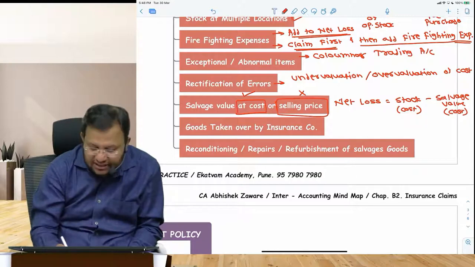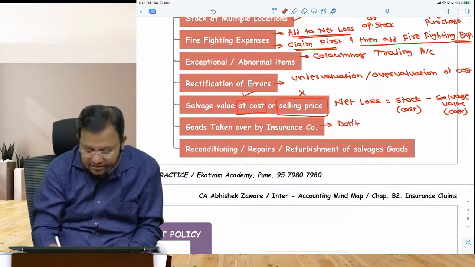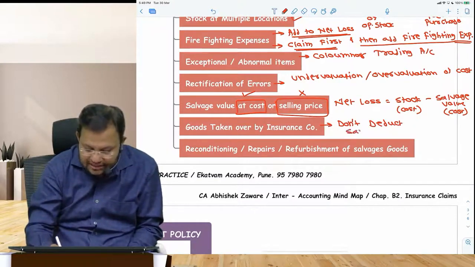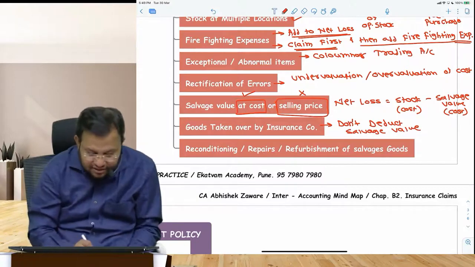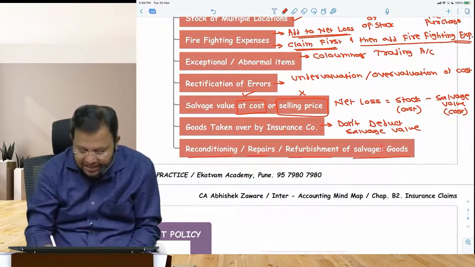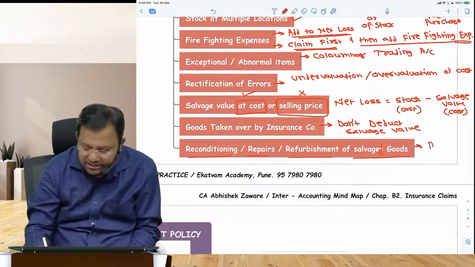In case goods are taken over by the insurance company, don't deduct salvage value. Why? The goods are no longer with you, so don't deduct salvage value. Reconditioning, repairs and refurbishment of salvaged goods: ignore. This is just to mislead you.